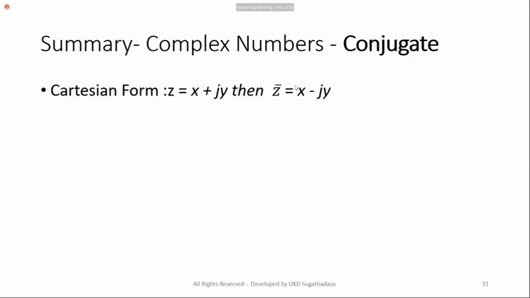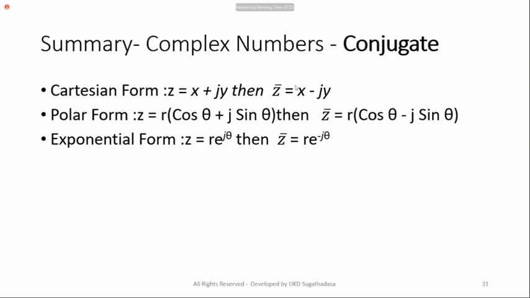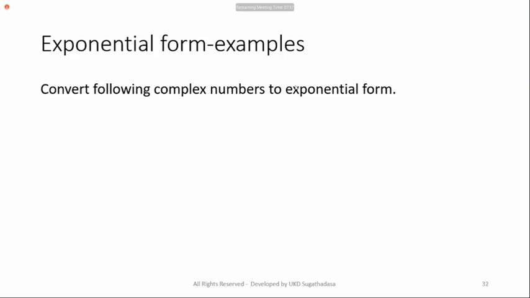Now some exercise examples. Conjugate is not very much relevant, but better to be familiar with the conjugates of each form. Cartesian conjugate: x minus jy. Polar conjugate: cos theta minus j sin theta. What is the conjugate of the exponential form? r e^(minus j theta). Actually theta becomes minus theta. If you put minus theta instead of theta, you get r e^(j(minus theta)). You can bring the minus sign in front, so r e^(-j theta). That's all. Some examples.